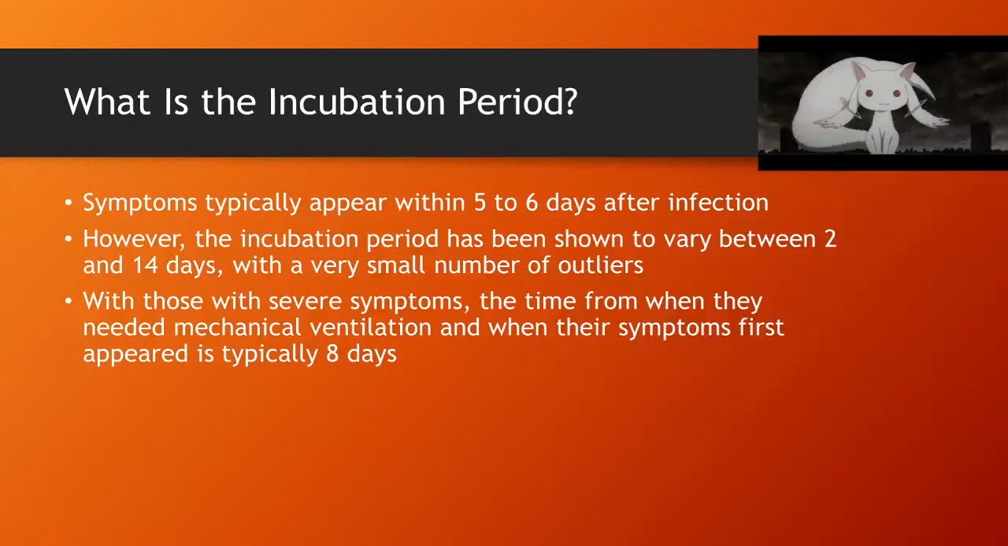With those with severe symptoms, the time from when their symptoms first appear to when they need mechanical ventilation is typically 8 days. So if you've had symptoms that were kind of mild, or were getting worse, when it starts to get really bad and you need to be put on a ventilator, typically that's the 8th day after you've started showing symptoms.